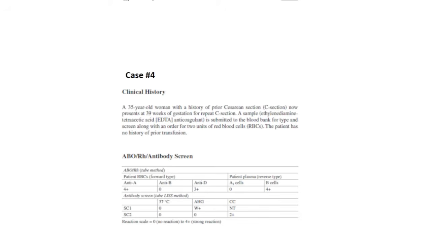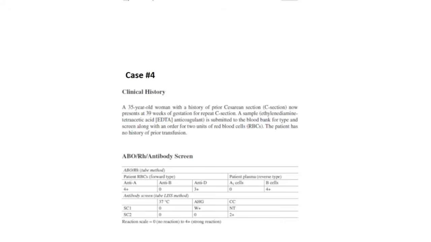Case number 4. So this is a 35-year-old woman with a history of prior cesarean section, now presents at 39 weeks of gestation for repeat C-section. A sample is submitted to the blood bank for type and screen along with an order for 2 units of red blood cells. The patient has no history of prior transfusion.